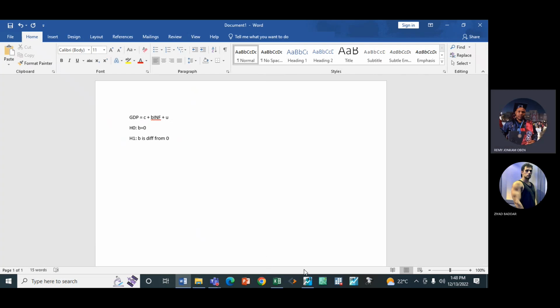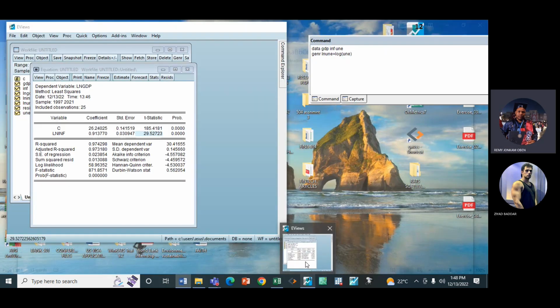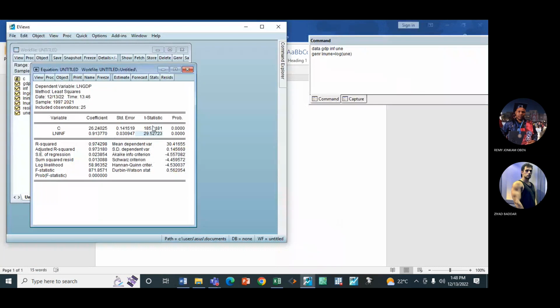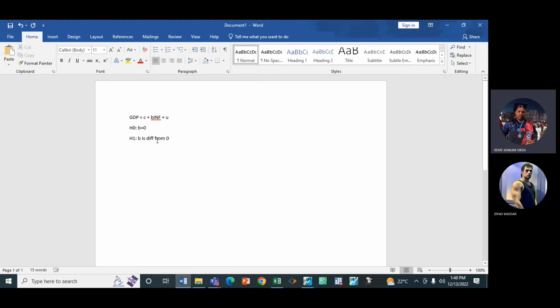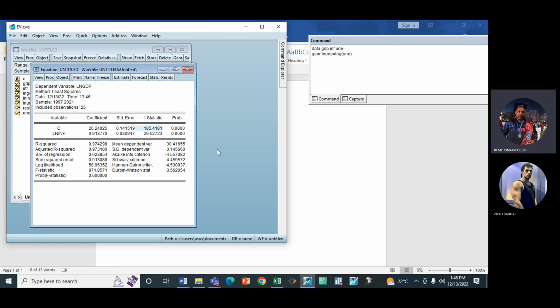By the way, if you look at these t-statistics, they are all significant, right? They are greater than 2. So if it is greater than 2 in absolute value, we can reject the null hypothesis. So you can reject this hypothesis that it is not significant. Equal to 0 means not significant. And you accept the alternative that it is different from 0, which means it is statistically significant, right? If you use probability value, you will get the same answer.